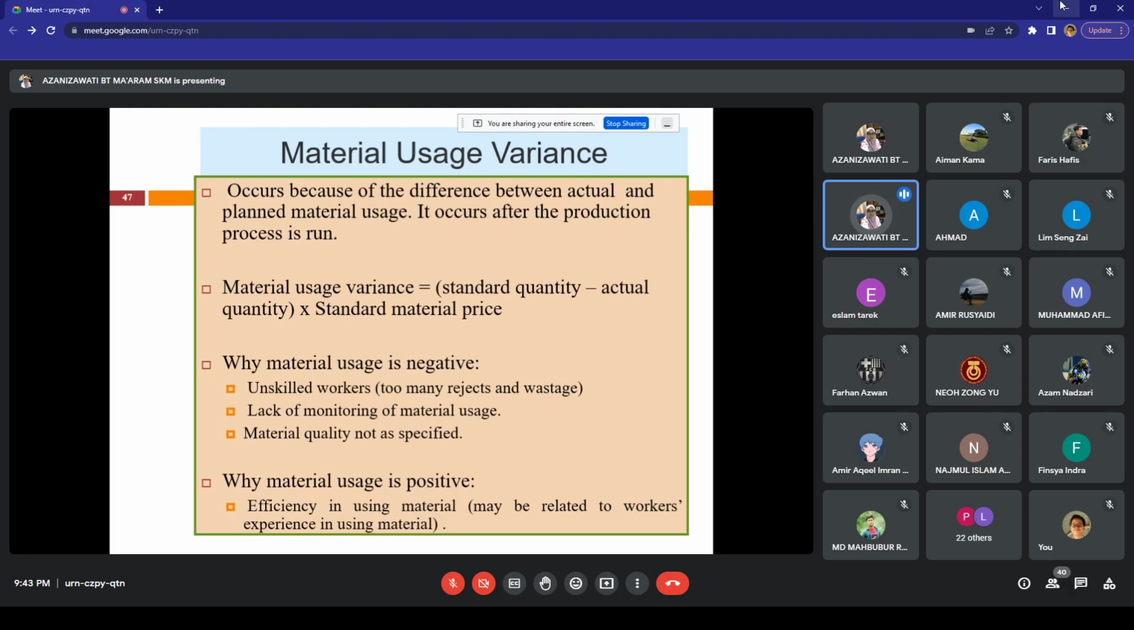So why is material usage negative? Because of unskilled workers, too many rejects and wastage, lack of monitoring of material usage, and material quality not as specified. So why is material usage positive? Because of efficiency in using material, which may be related to workers' experience in using material. So this is the usage variance.